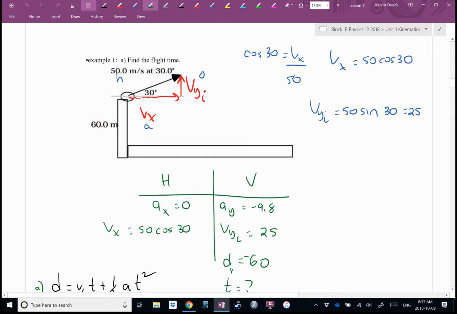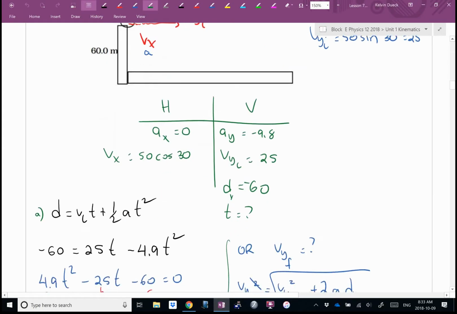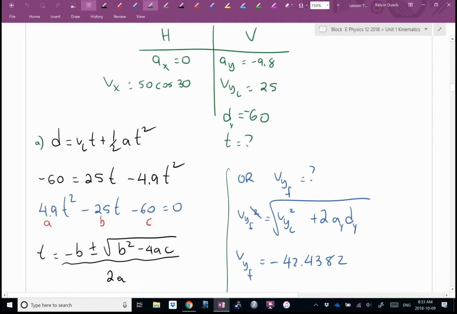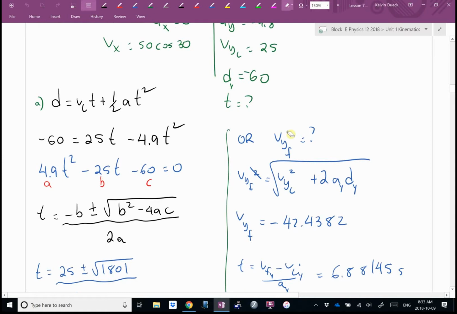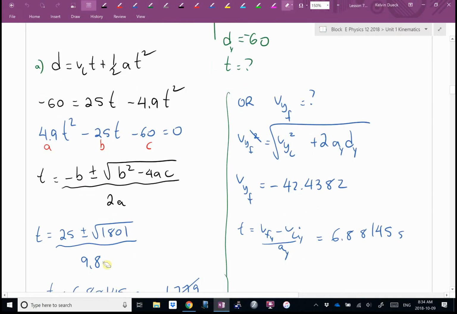Ay is equal to negative 9.8. And then we said to find time, we had two options. We could use the quadratic formula. We could use a quadratic solver to solve the quadratic formula. Or if you wanted to, we did have enough information to find Vy final. Now the issue with this method is you would get a positive answer. You had to include the negative after the fact. You had to say, actually this time when I'm taking the square root, I want the negative one because I know I'm going down. But then you could also find time.